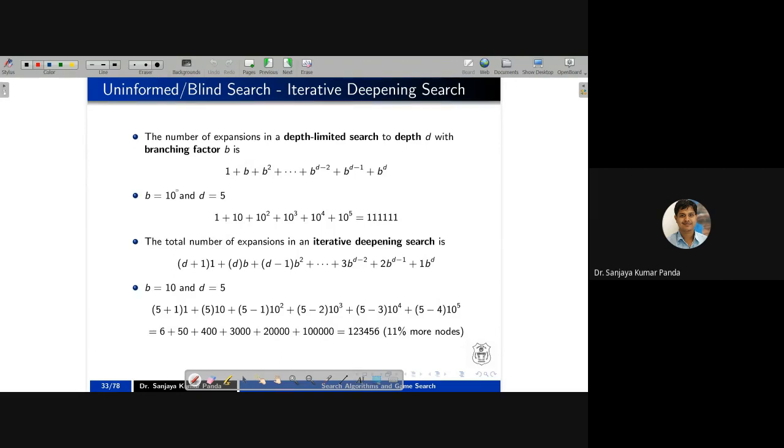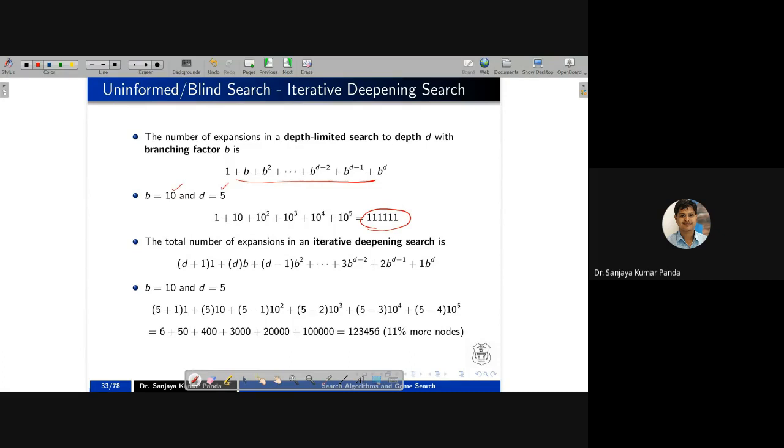So if you take B equal to 10, D equal to 5 and put it in this formula, then it is 1 plus 10 square plus 10 cube plus 10 to the power 4 plus 10 to the power 5. So the number of nodes you have to expand with this branching factor and depth is this much.